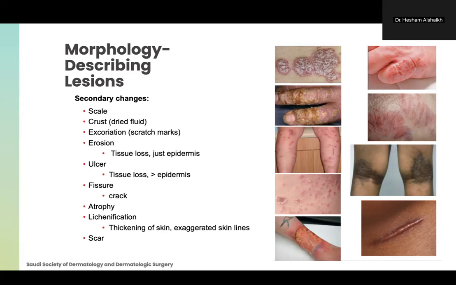Fissure, on the top right corner, is basically a crack in the skin, and that can be due to extreme xerosis and dryness, or due to a primary epidermal or skin barrier dysfunction, like in atopic dermatitis.